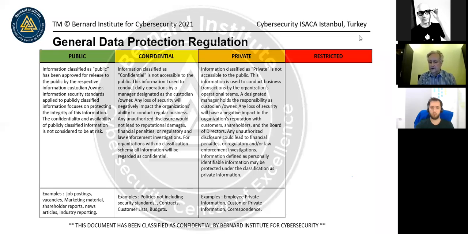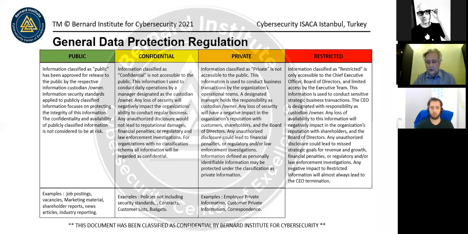Private information, of course, includes employee information, so important, customer private information, any type of correspondence. And there's a long list actually of types of information that could be considered private. So this is just an example, a short list.